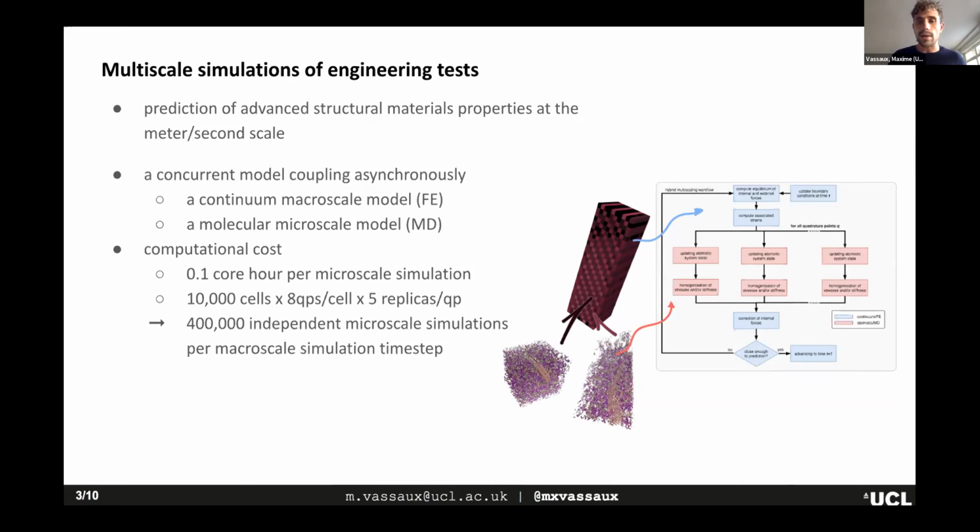So for example, at every time step of the finite element workflow, let's say you have 10,000 cells, 8 quadrature points per cell. You rapidly grow, and let's say you take 5 replicas per quadrature point. However, this is relatively small for an ensemble in molecular dynamics, which typically amounts to at least 25 molecular dynamics simulations. So you have something which at every time step is going to run something like 400,000 molecular dynamic simulations.